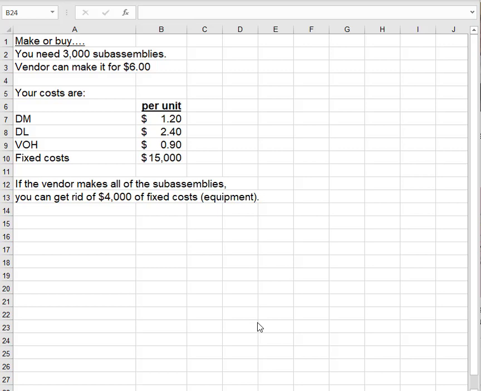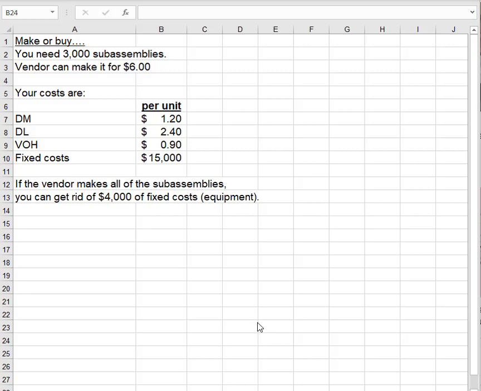Here they do tell you that if the vendor makes all 3,000, you can get rid of 4,000 of the 15,000 fixed cost here. Okay, well that's unique to this particular setup. It's not presumed. If they're silent, you would assume the 15,000 doesn't change.